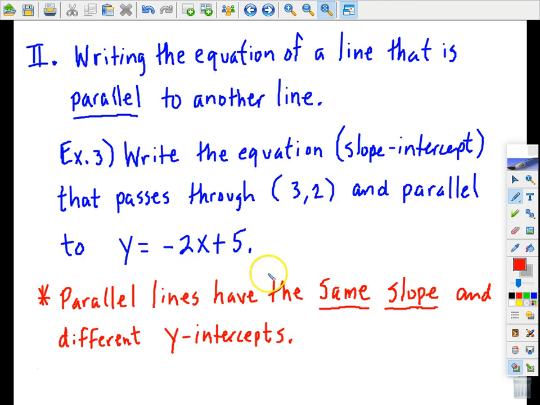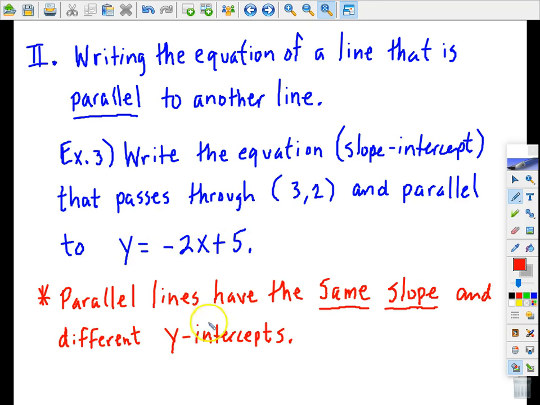Okay, now part 2 of my notes today. Part 1 was the types of problems where we have to calculate slope knowing 2 points on the line. Now we move into this idea of writing the equation of a line that is parallel. We're told that a particular line is parallel to another line. For example, notice number 3 here. Write the equation, again in slope-intercept form, for a line that passes through this point, 3, 2, and just so happens to be parallel to another line described by this equation.